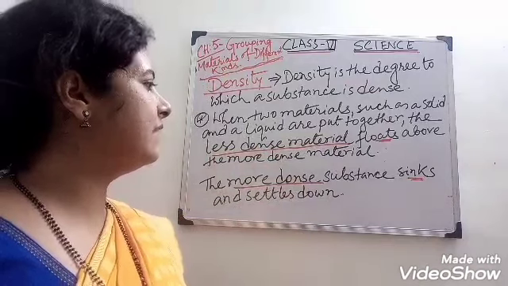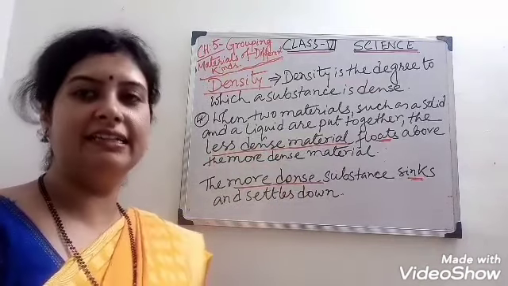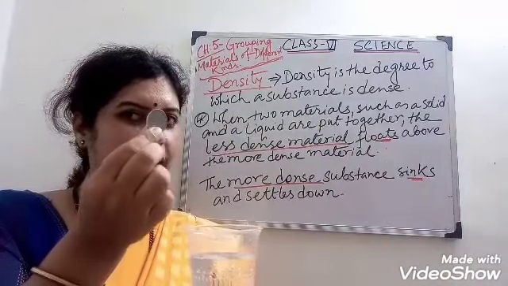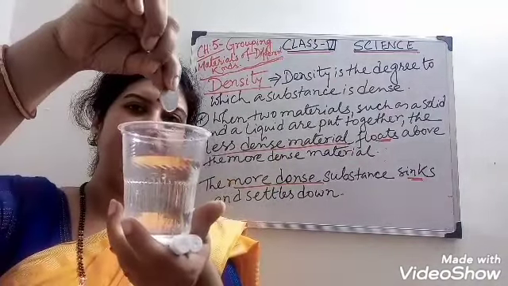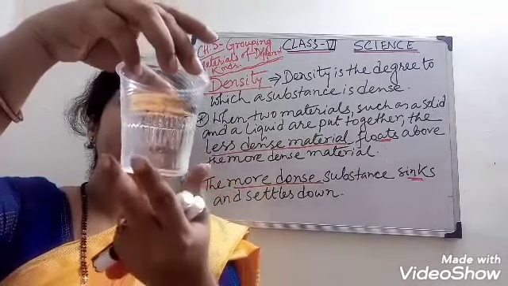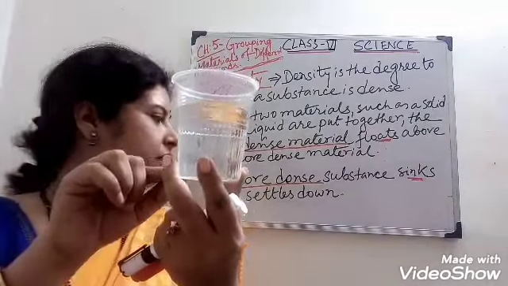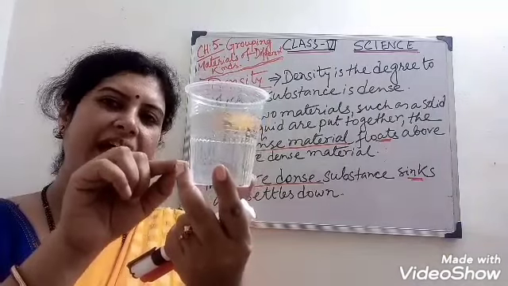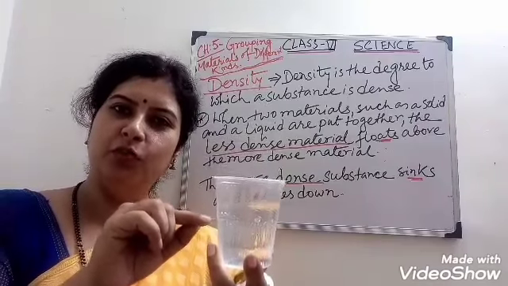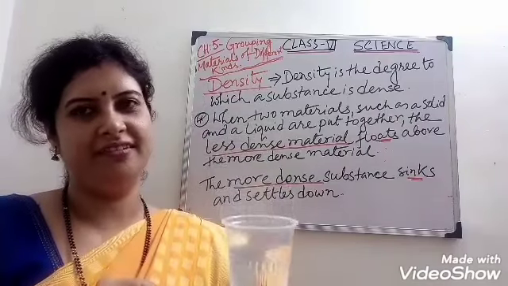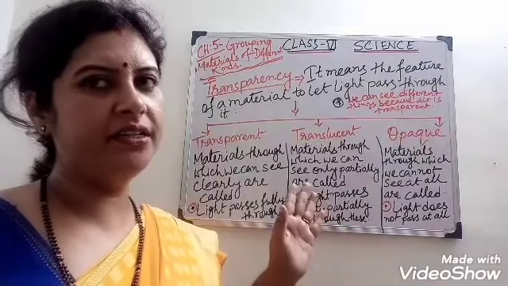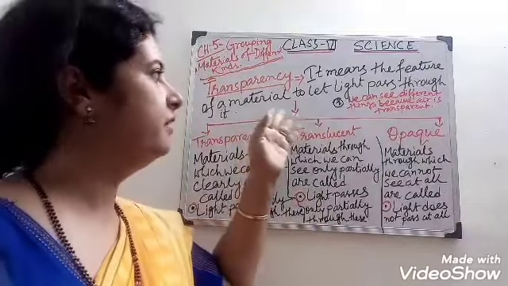The more dense substance sinks and settles down. Now I am taking a coin, and now what do you observe? This coin is going down and sinks and settles down because the density of the coin is more than this water. Clear? Now our last property, transparency.